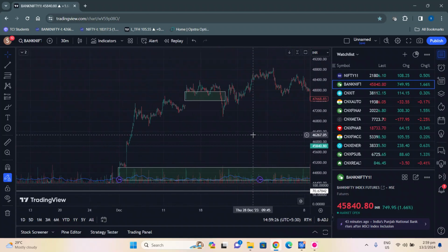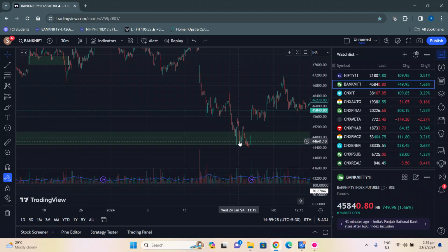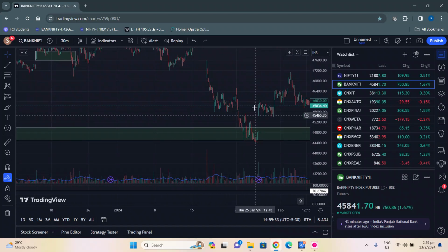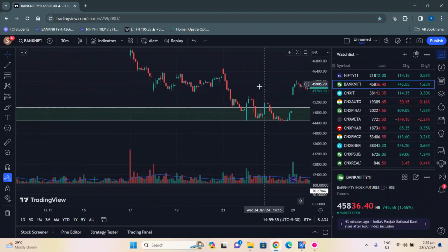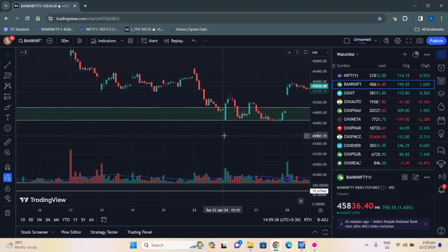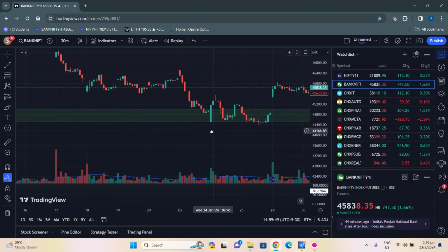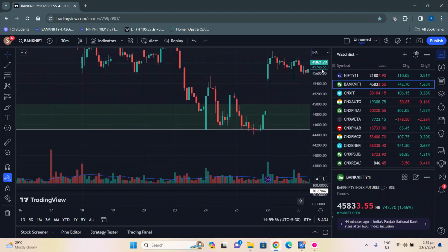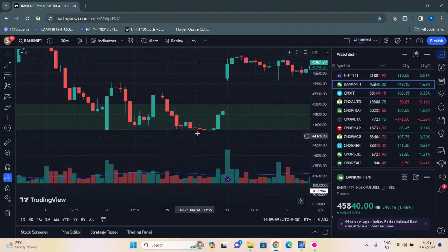Then it came back on January 24th. So it took nearly 2 months to come back to this level. But when it came back, it again showed the same behavior. On 24th January, it again gave the open drive, open equal to low formation, and it did not let the reference point break, though some sellers tried to push the price down.